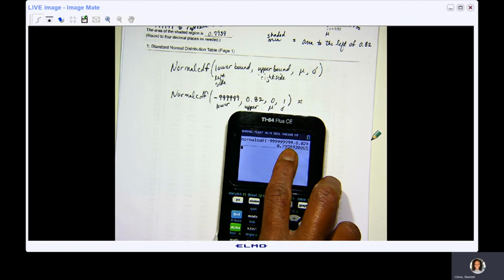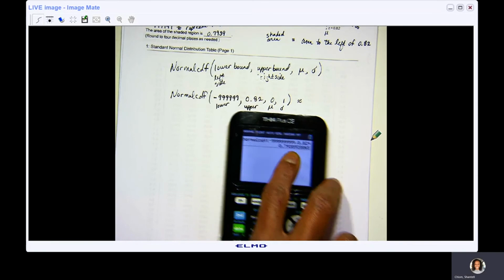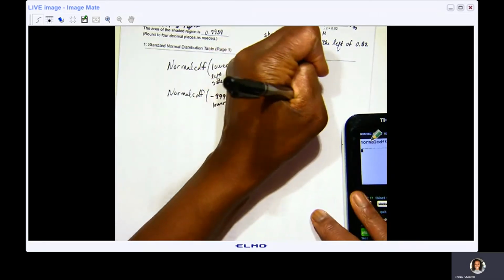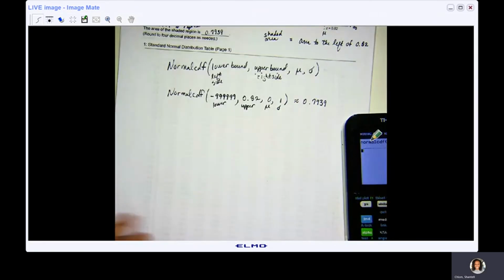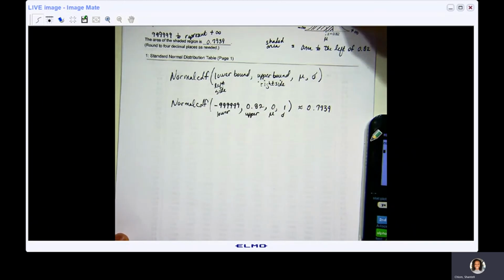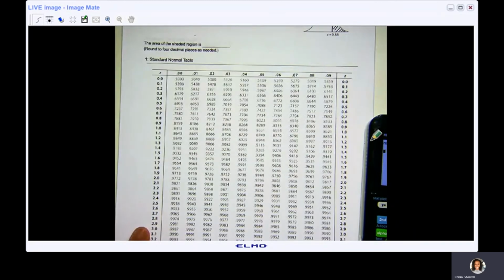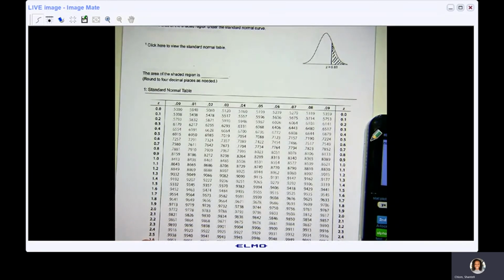0.7939. That 8 becomes a 9. All right, that was number 2. Let's look at number 3.